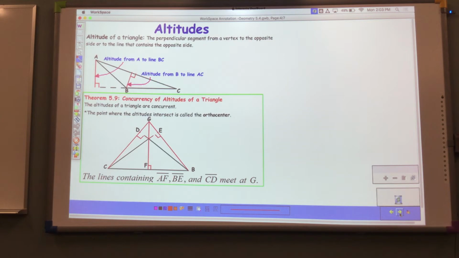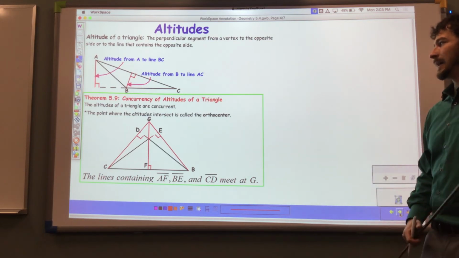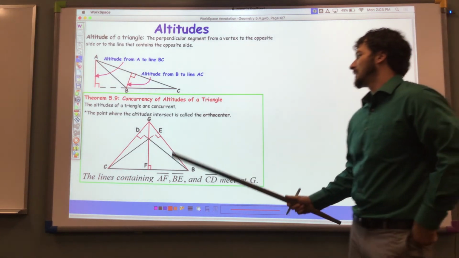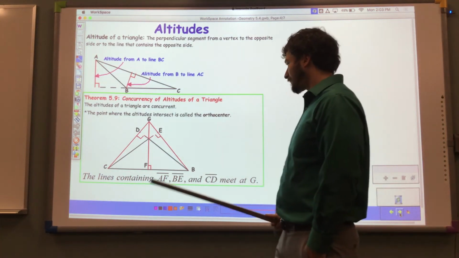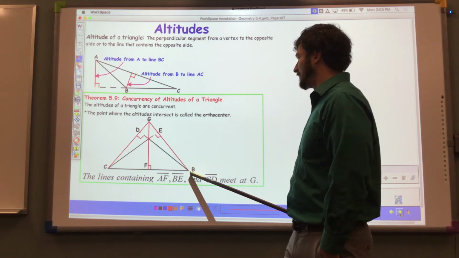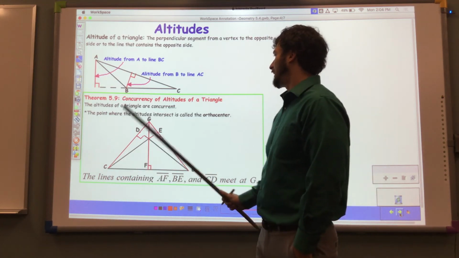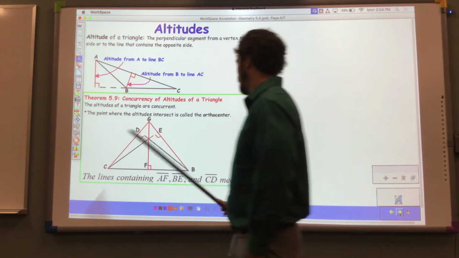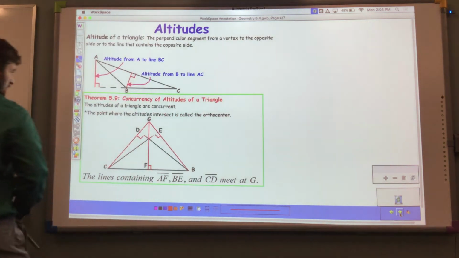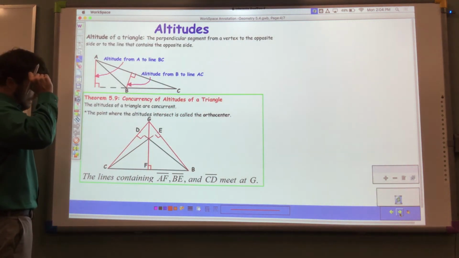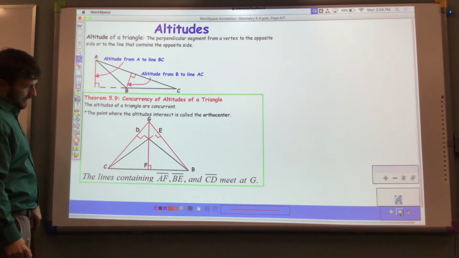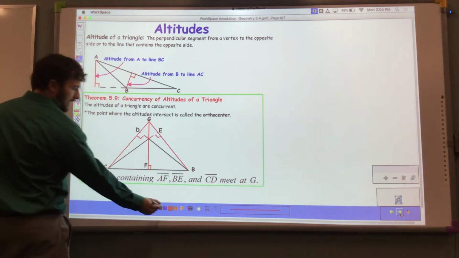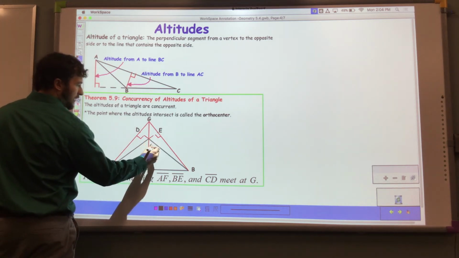Concurrency of altitudes of a triangle theorem. All this one says is that your altitudes are concurrent. Okay? All your altitudes meet at the same point. So you have an altitude from point B, point C, and point, looks like I lost a point there maybe. So AF, I'm missing point A, that's what it is. So this would be point A here.